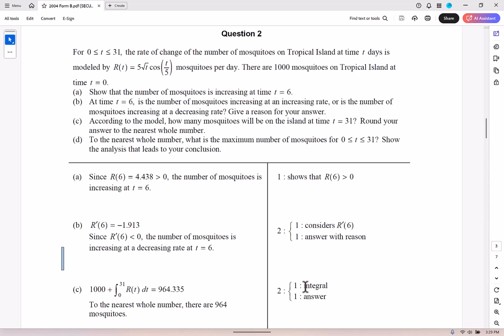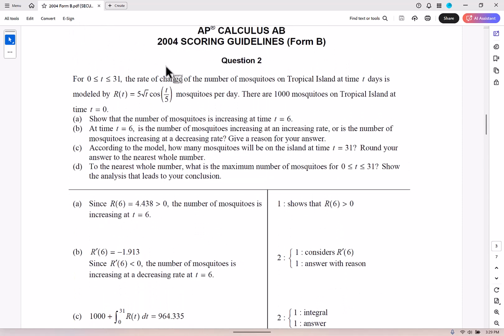Letter C. They gave us 2 points, one for the integral, one for the answer. We got them to the nearest whole number. There are 964 mosquitoes. If you left it as 964.335, you probably did not get the answer point. I wasn't there at that reading. I was still a high school kid. Actually, no. I was a freshman at the university.